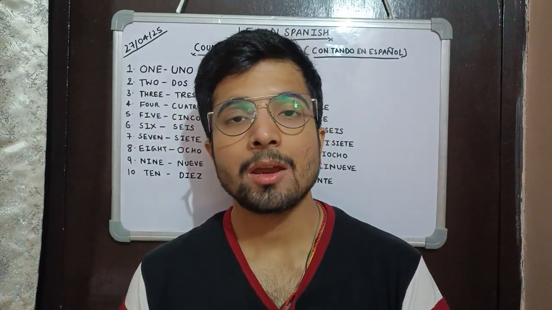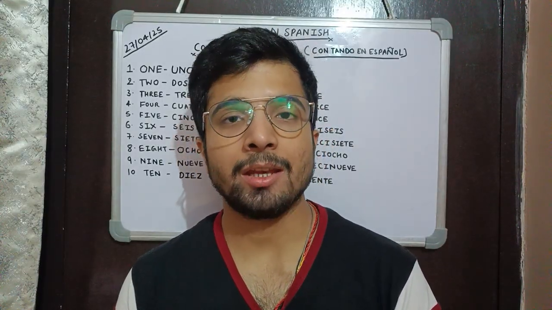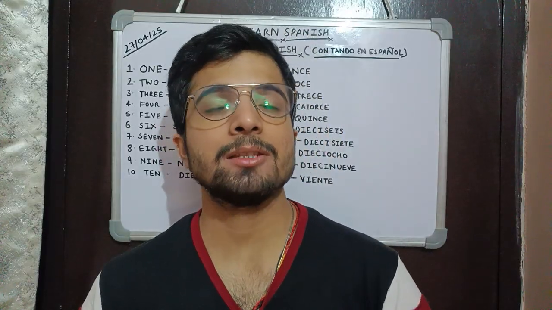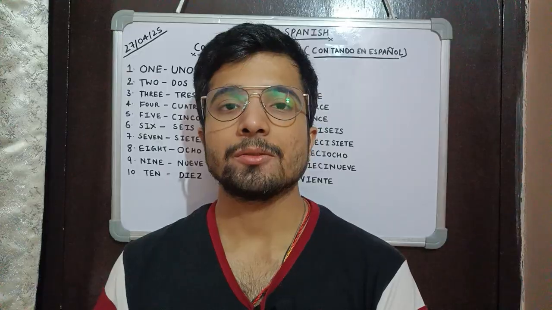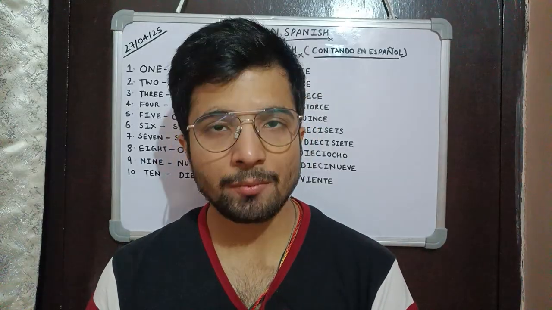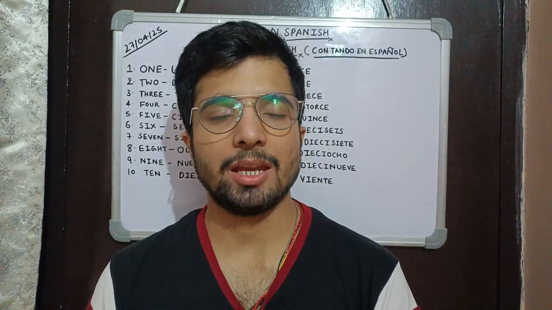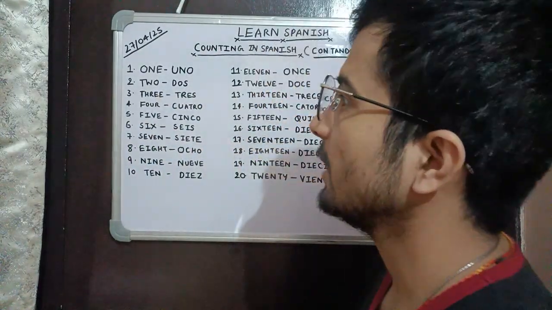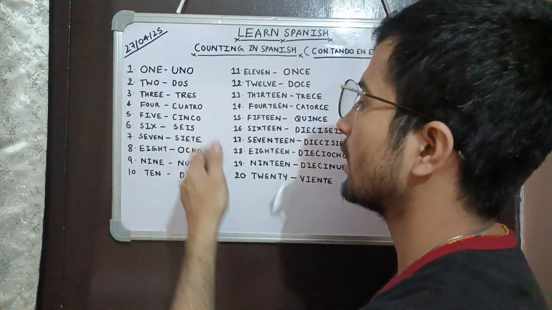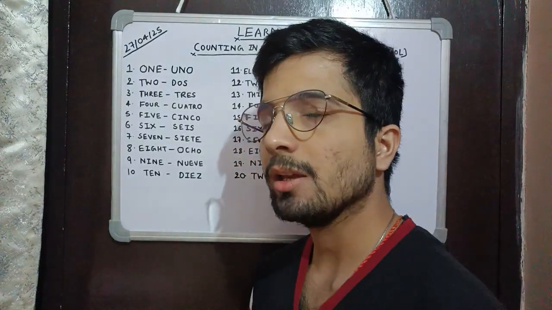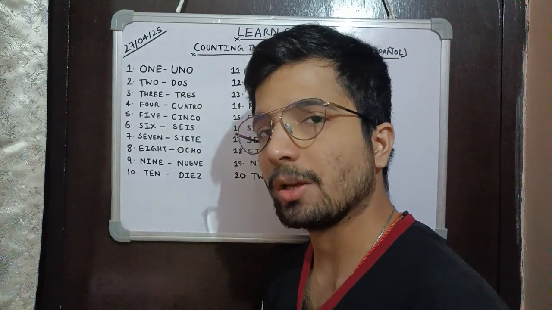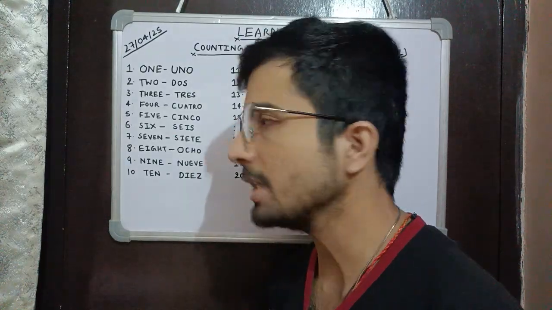So what we say the counting name in Spanish language. So let's start the topic. Vamos a empezar el tema. So friends, here you see I have written the numbers from 1 to 20. In the next lecture I will give you after 20, numbers 21 to 30 and 31 to 40.